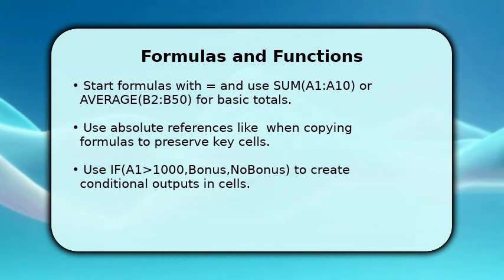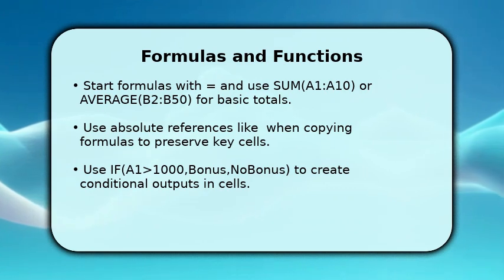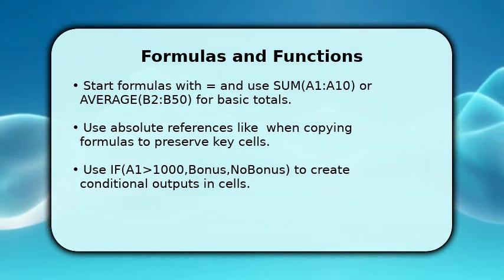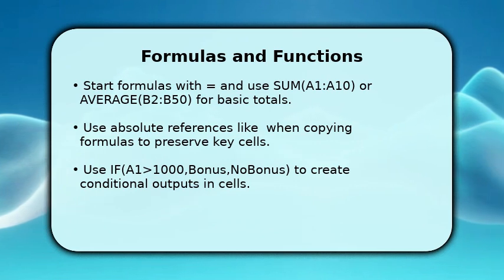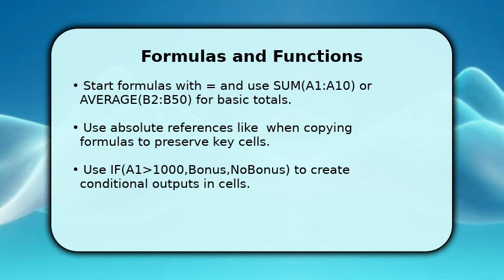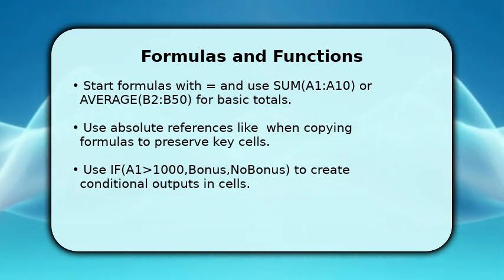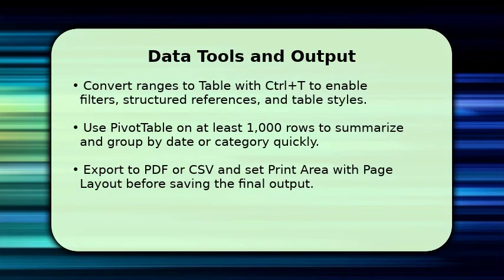Use IF(A1>1000, "bonus", "no bonus") to create conditional outputs in cells, and combine functions such as VLOOKUP or XLOOKUP to pull data from tables. Press Ctrl+D to fill down or Ctrl+R to fill right, and check calculations by using Evaluate Formula in the Formulas tab. Convert ranges to table with Ctrl+T to enable filters, structured references, and table styles, and to make formulas auto-expand.